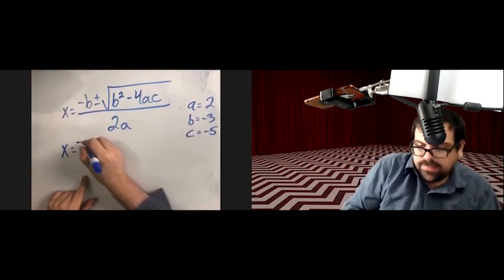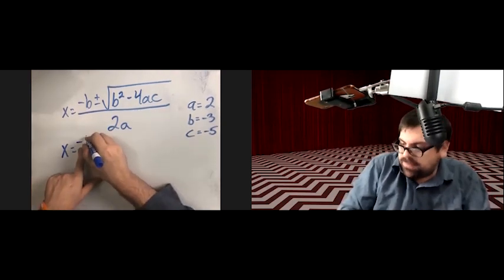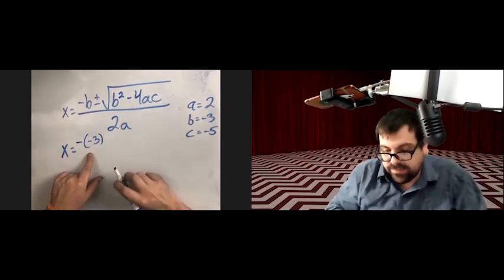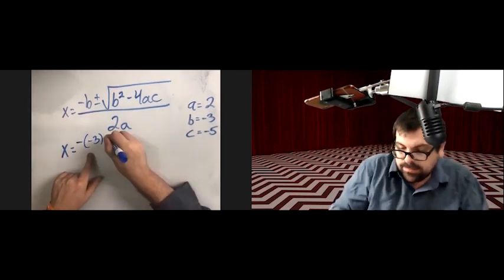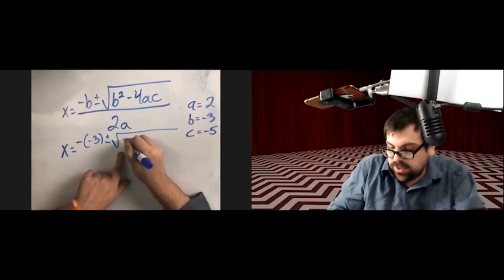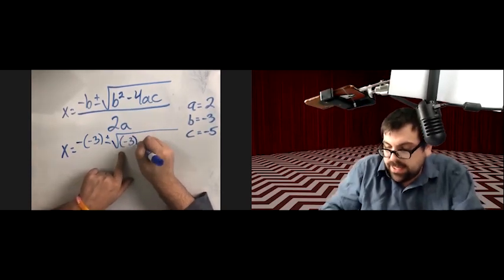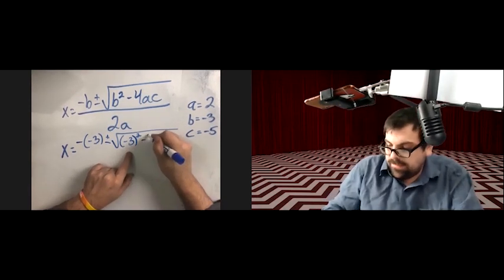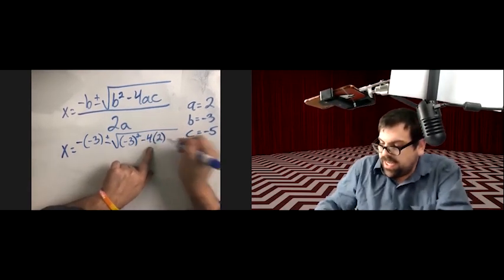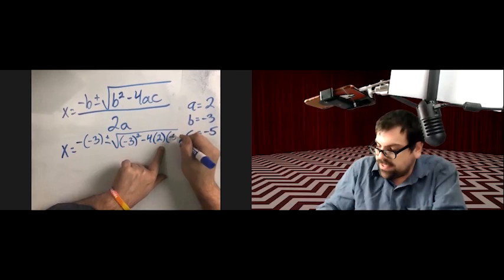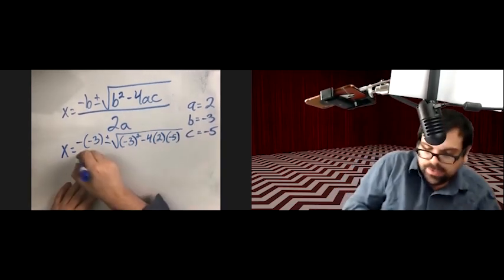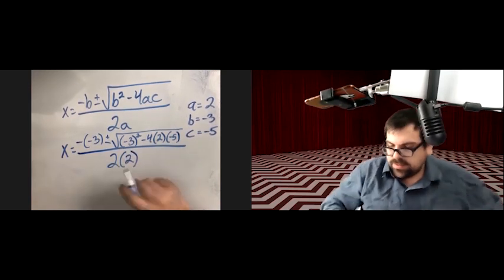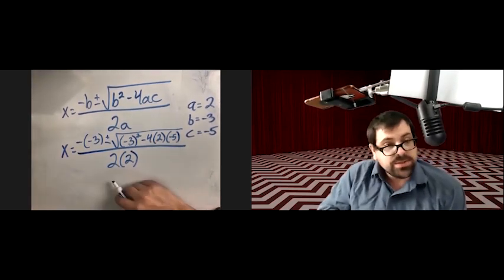Plug things in. -b means the opposite of whatever b is. In this case, b itself is negative. Plus or minus the square root. Again, b is -3, so that whole thing gets squared. Minus 4 times a is 2 times c is -5. All over 2a. A is 2, 2 times 2.